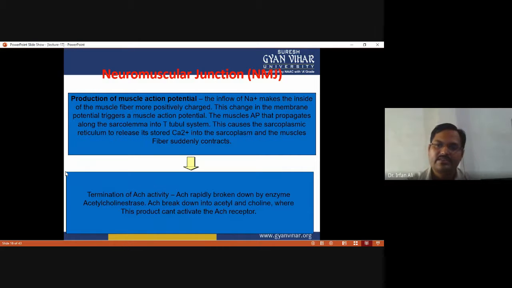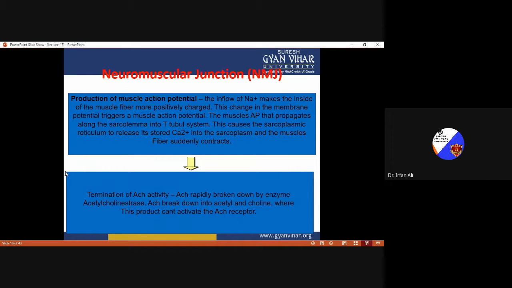Now the muscle fiber suddenly contracts, and after the nerve impulse conduction is complete, the termination of acetylcholine activity has to take place. The acetylcholine is rapidly broken down by the enzyme acetylcholinesterase into acetyl and choline, and these products can't activate the acetylcholine receptor, because the nerve impulse conduction is now over.